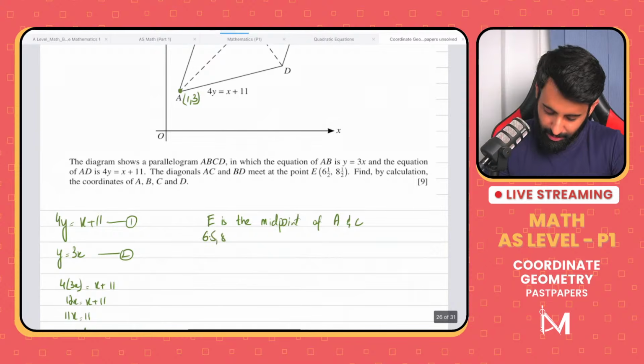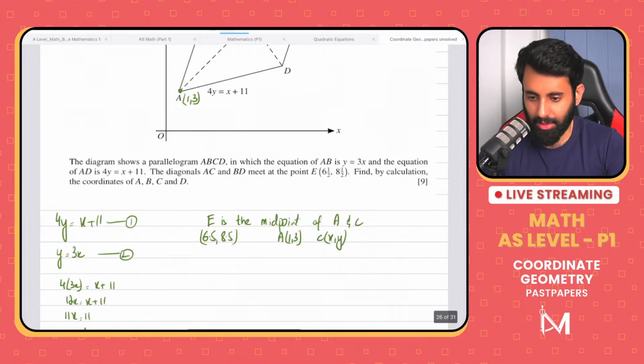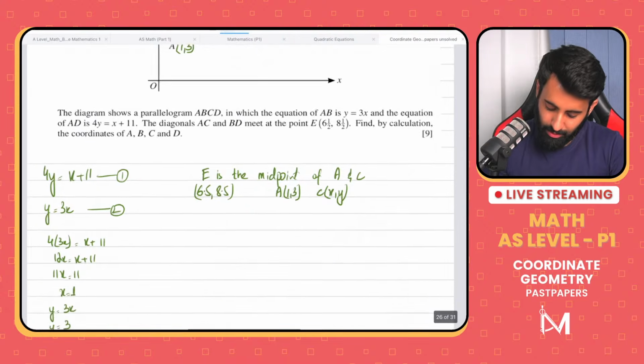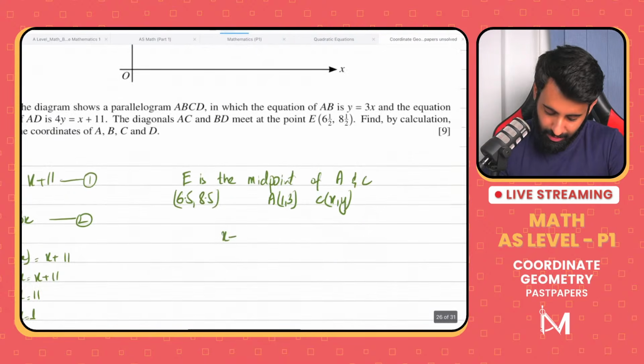Okay, so what are the coordinates of E? 6.5, 8.5. What are the coordinates of A? The coordinates of A are 1, 3. And what are the coordinates of C? We don't know, so let's just write it as x, y. Okay. So finding out the midpoint of A and C, that means (x plus 1) upon 2, which will be equal to 6.5, and (y plus 3) upon 2, which will be equal to 8.5.